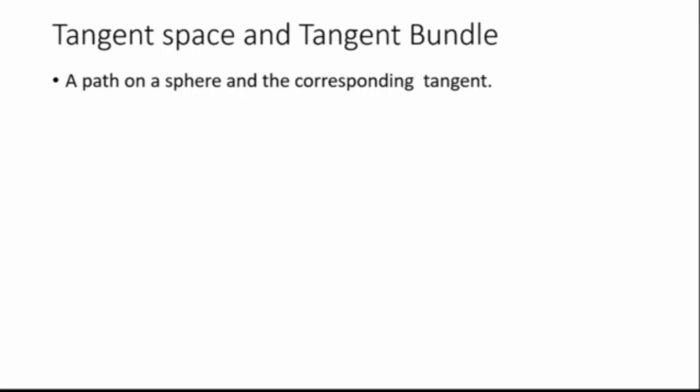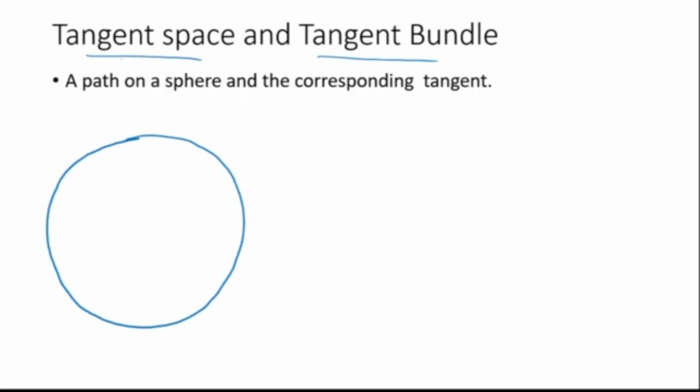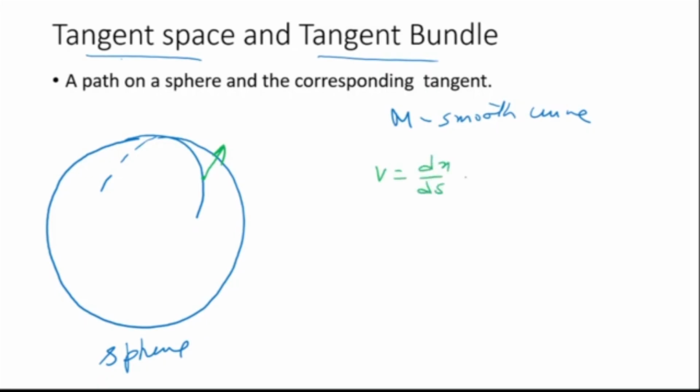So let's talk about this tangent space and tangent bundle. Let's think of it a little bit differently. Suppose I have a sphere. Now on this sphere, I have a smooth curve. Let's say M is a smooth curve, which is like this. At this point on the curve, I have a tangent. So V is a tangent, dx by ds. So x is tangent at x naught. At this point, x naught is a tangent.